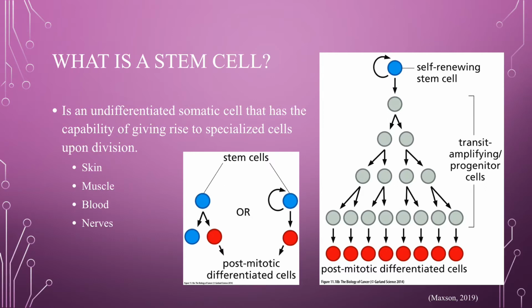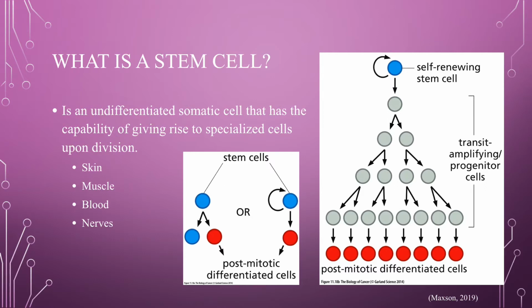These images are something we have previously seen this semester, as you can look at the different pathways a stem cell can undergo upon dividing. Upon division, the stem cell differentiates into another stem cell and a cell that will then specialize in a specific tissue, like the ones listed here on the slide.